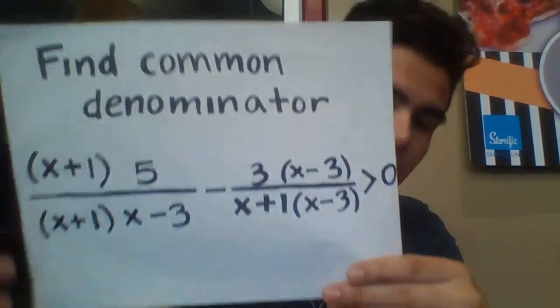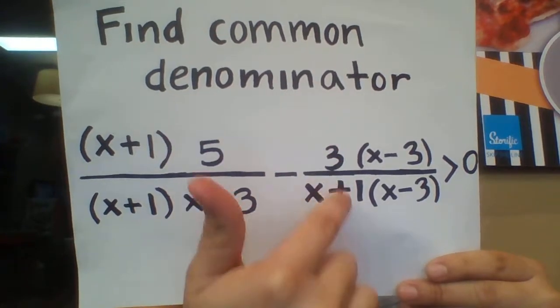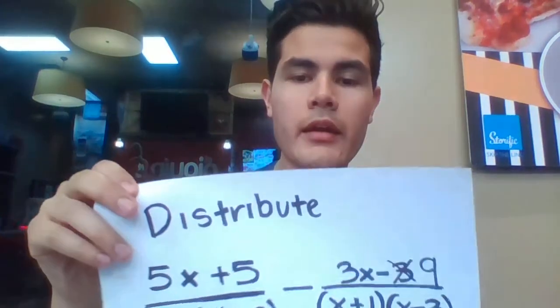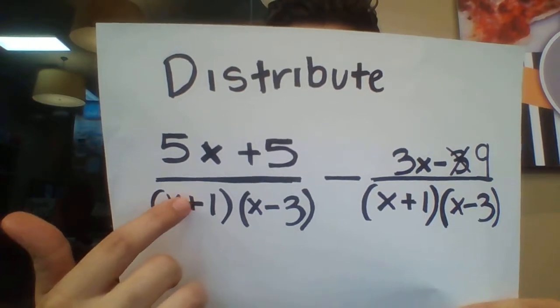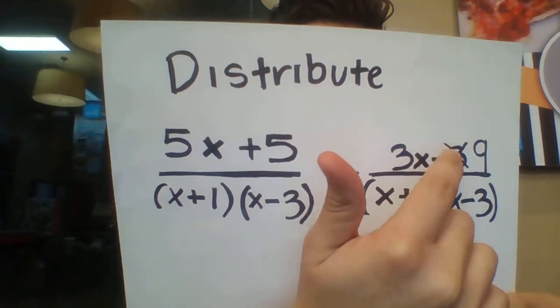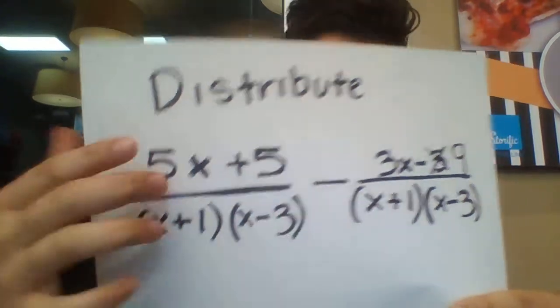And so our next step would be find the common denominator. This is also another easy step. All we're going to do is multiply this denominator by this numerator and this denominator by this numerator. And so your next step would be to distribute, and it's going to come out to 5x plus 5 over x plus 1 times x minus 3 subtracted by 3x minus 9 over x plus 1 times x minus 3.